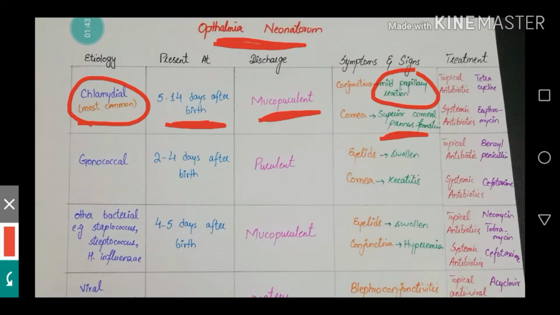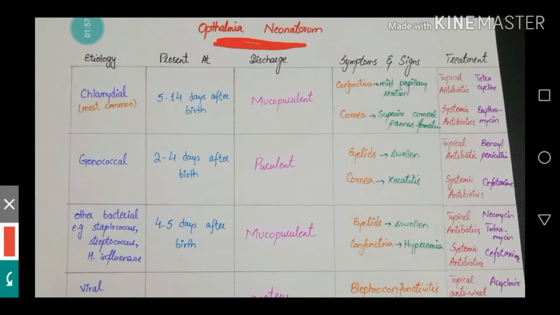Now for chlamydial ophthalmia neonatorum, we have two treatments: the topical antibiotic tetracycline drops, or we can give the systemic antibiotic erythromycin. Talking about the second most common bacterial cause, that is gonococcal.